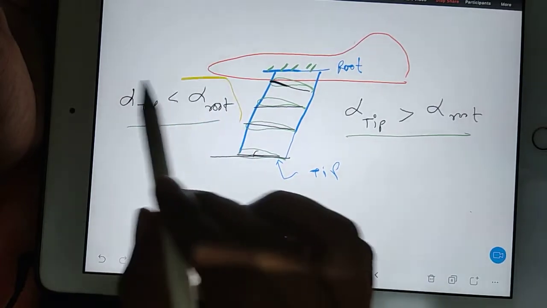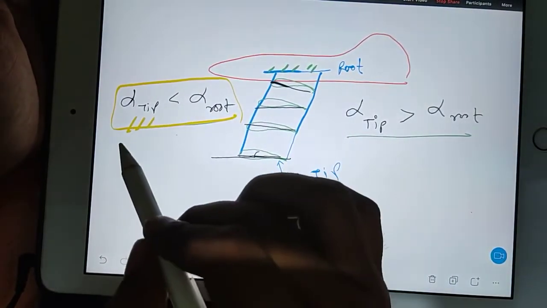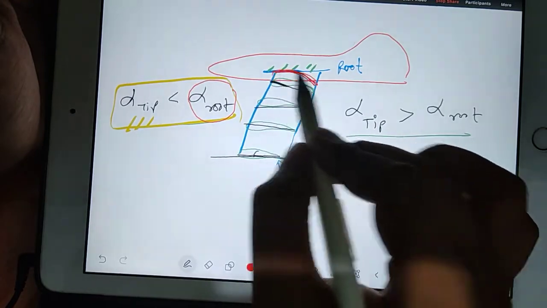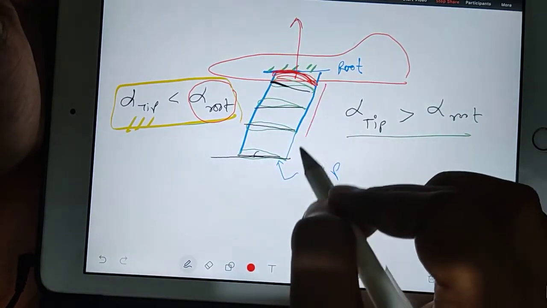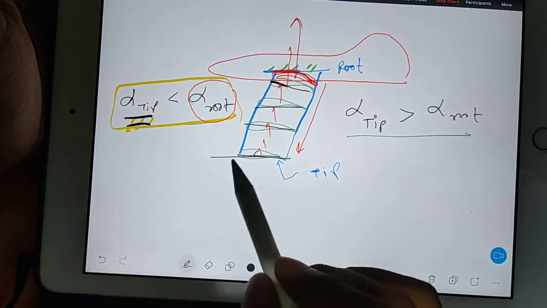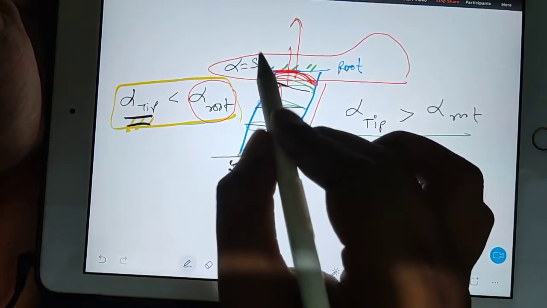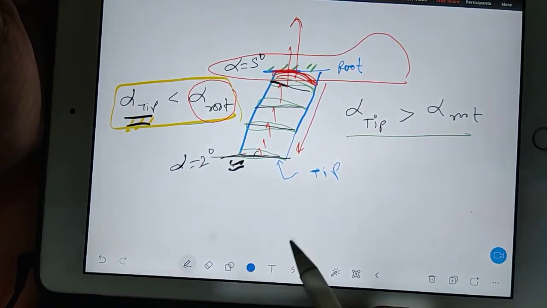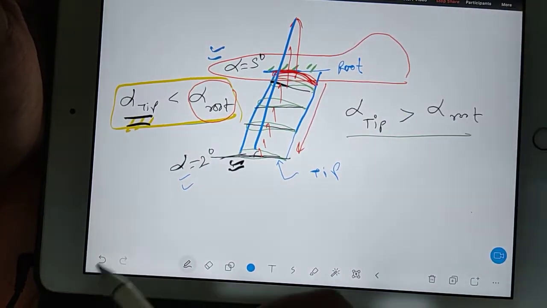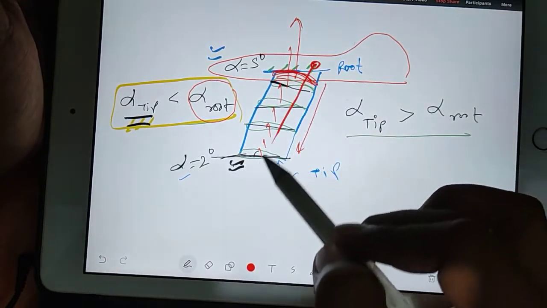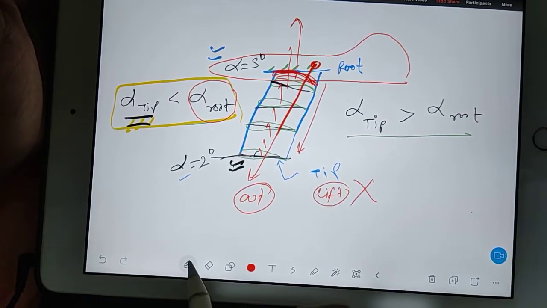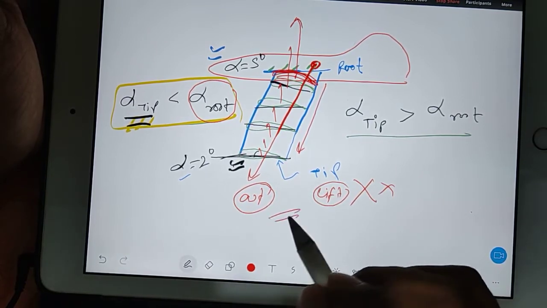If you compare this part, alpha at the tip is less, which means alpha at the root is more. So this root portion will produce more lift, and when you come outside, your lift will keep on decreasing. Why? Because at the tip you have less alpha. For example, just imagine here your alpha is 5 degree, and here alpha is equal to 2 degree. So here more alpha, here less alpha, and you will have variation in lift. That lift will be decreasing. From the root, when you are coming outside, your lift is vanishing. It means you are losing the lift.